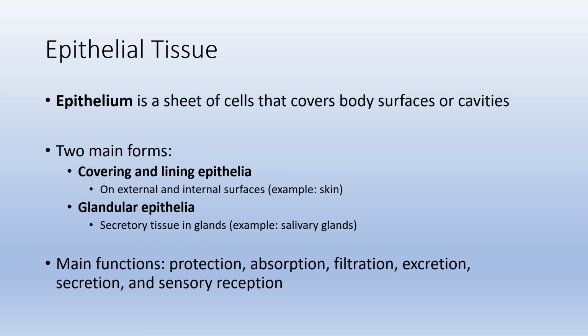The second form is known as glandular epithelium, and as its name suggests, the cells forming this tissue will be found in glands, such as the salivary glands. Salivary glands produce saliva in the oral cavity, or in the mouth. The main function of epithelial tissue is to protect the body. We will see absorption in the digestive system, filtration in the urinary system, as well as excretion, amongst others.